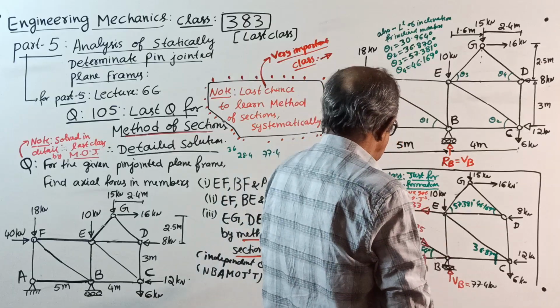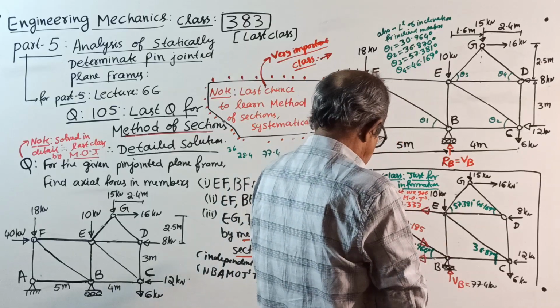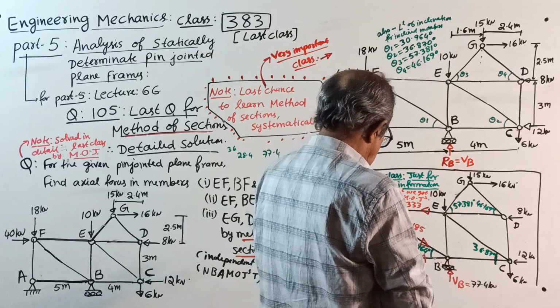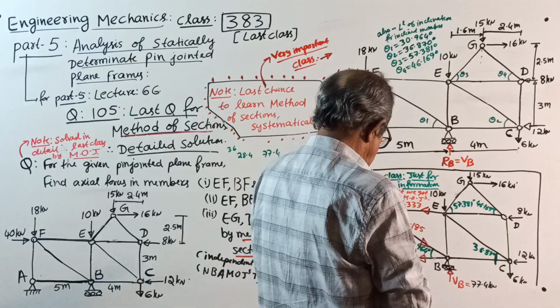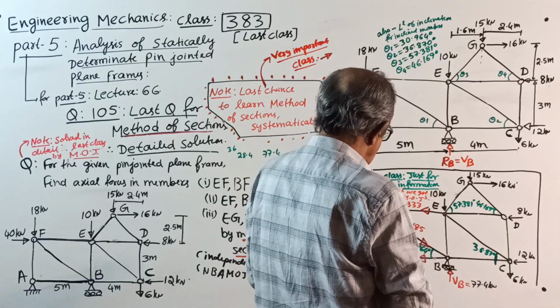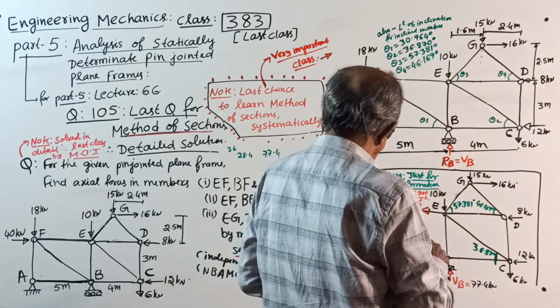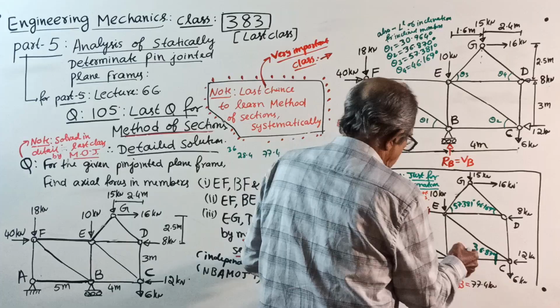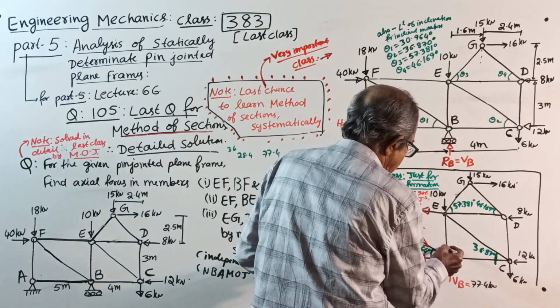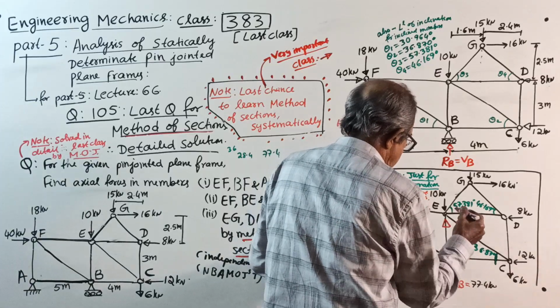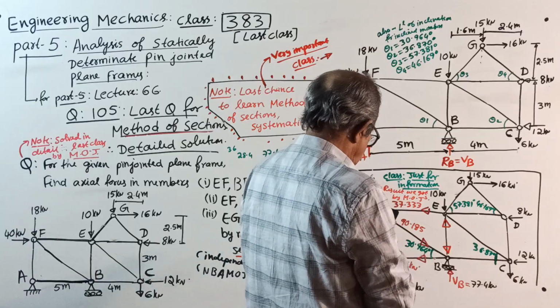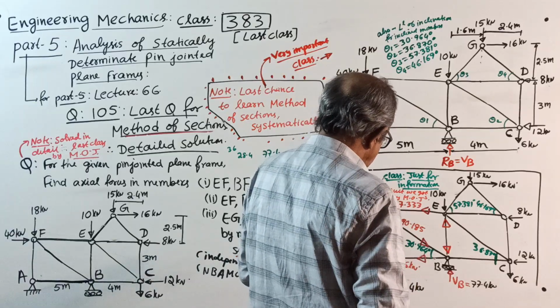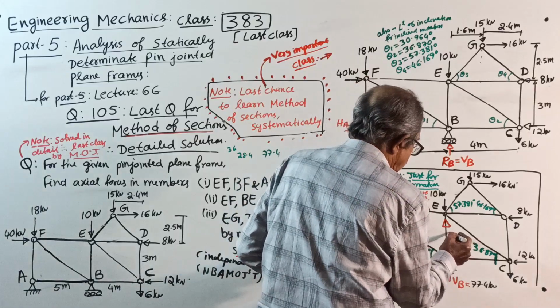Then I will go to joint B. If I go to joint B, any joint you can go. 90.185 into sine of 30.964 is 46.4 down. Down means further you require down here. That is guaranteed. Minus 77.4 will give you 31 kilonewton. Exact 31.